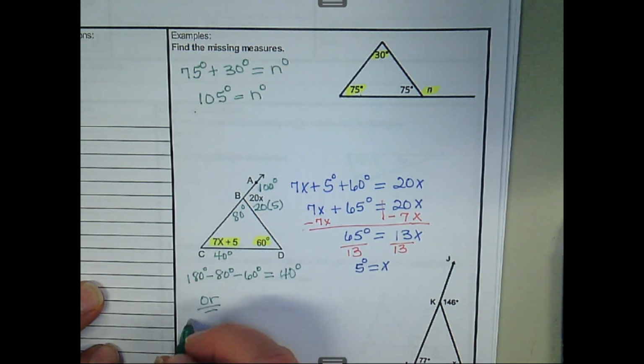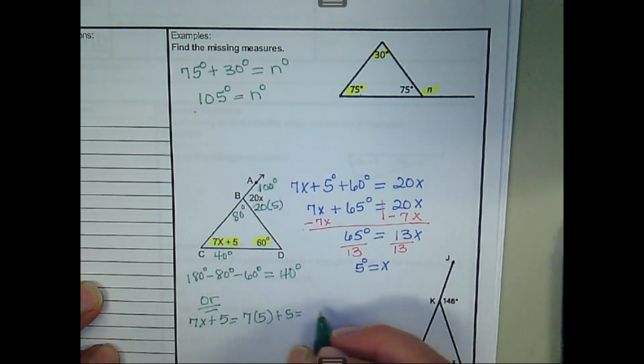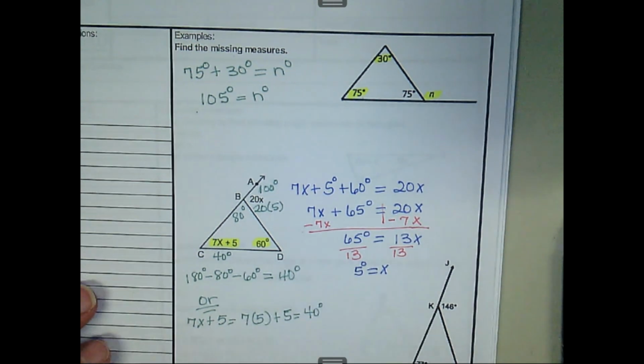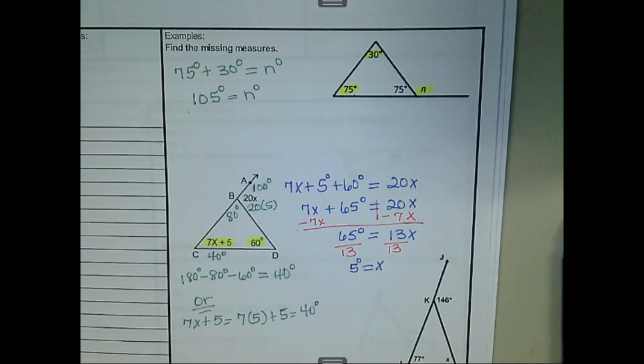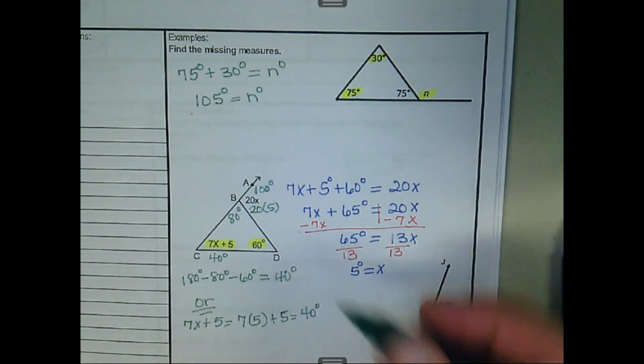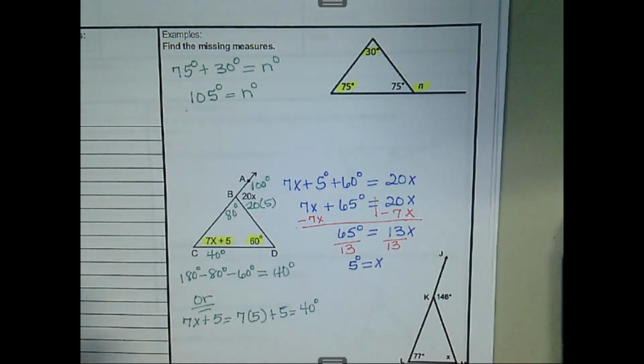The other way would be 7x plus 5, which is 7 times 5 plus 5, which also gives me 40 degrees. Okay, I hope you were able to follow along and actually get the answer before I did. That means you're starting to understand. Remember, geometry is about position and relationships. The one outside is equal to the sum of the two that are the furthest from it.